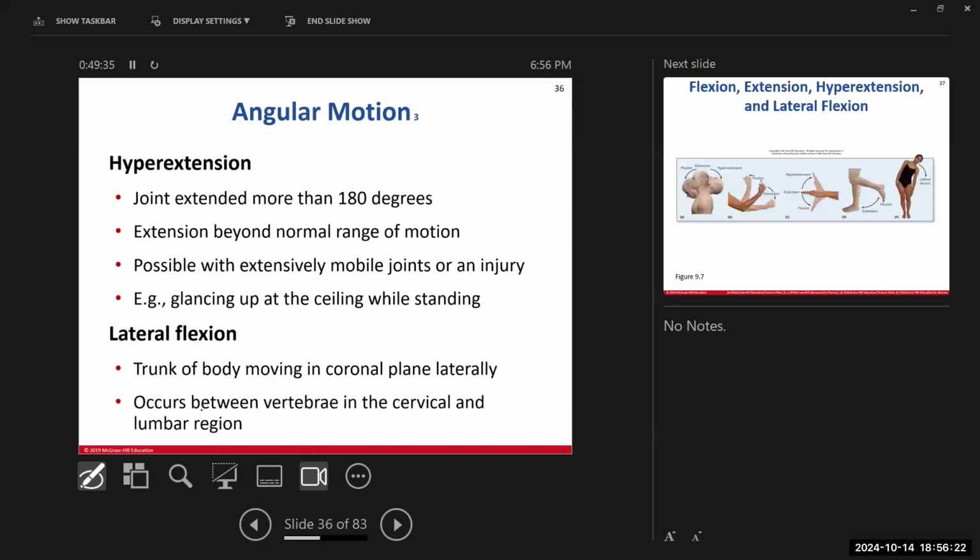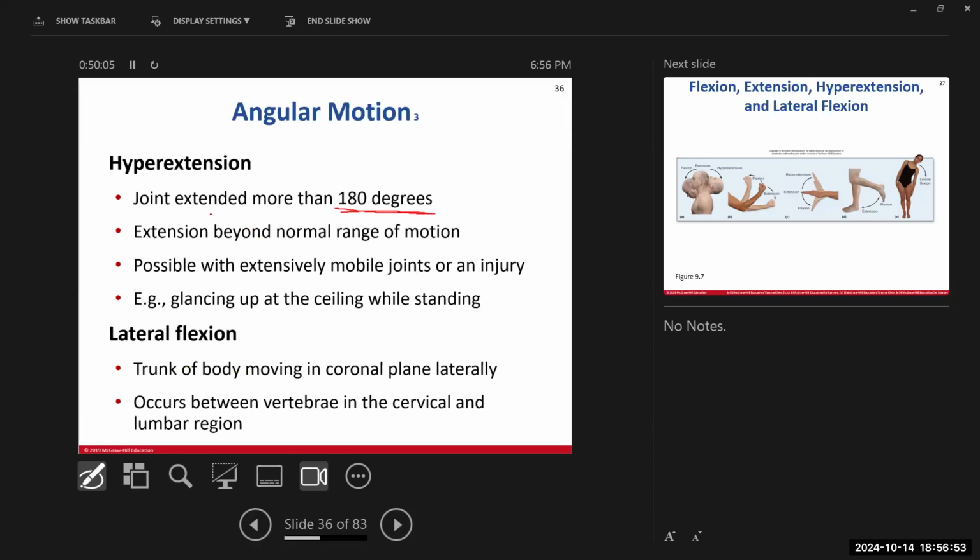So that leads us into hyperextension. The term you've probably heard a lot is when somebody hurts themselves: they hyperextended their elbow, or they hyperextended their knee. That is a different definition for hyperextension. In anatomical terms, it's when we increase the angle between our two bones, or however many bones we're discussing, more than 180 degrees.